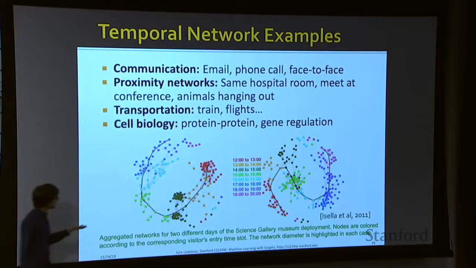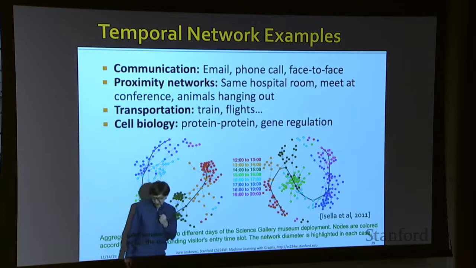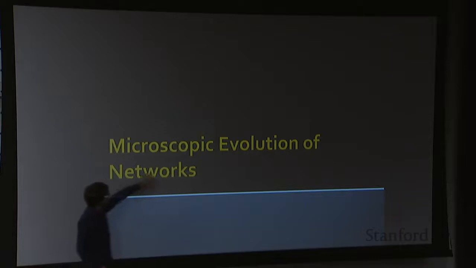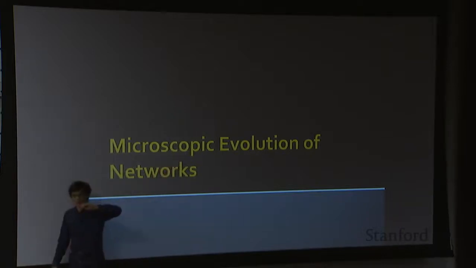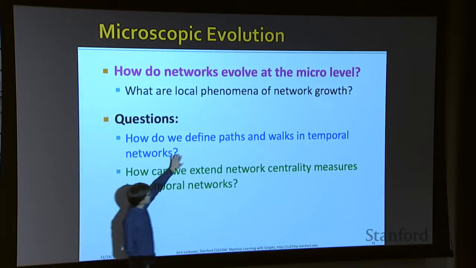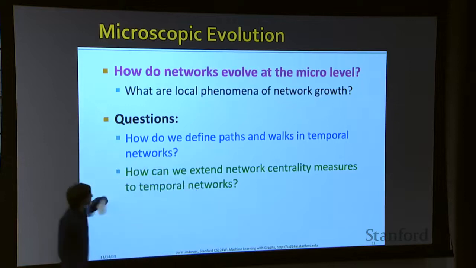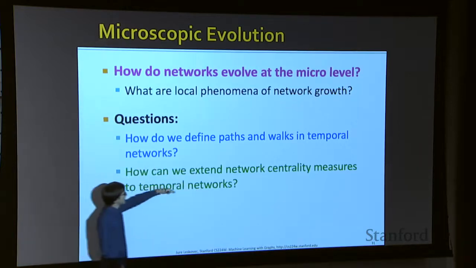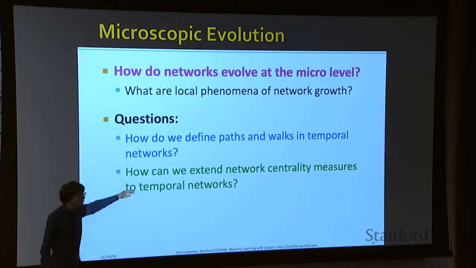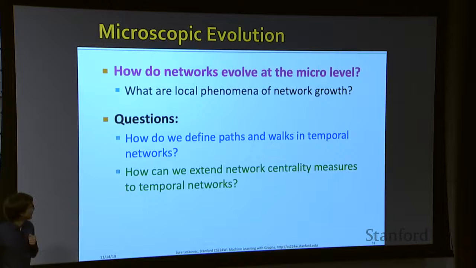So now that we have this notion of temporal networks that I just defined and showed you 2 examples of, we can now start thinking about how do networks evolve at this microscopic level? How do the nodes change over time? So what are we interested in? What are some local node-specific phenomena in the networks as networks evolve? So what we will talk about is how do we define paths and walks on temporal networks, and how can we then extend, for example, the notion of PageRank or some kind of node importance to temporal graphs. So that's the second topic I want to talk about.